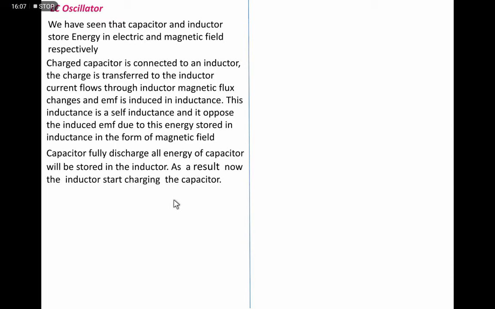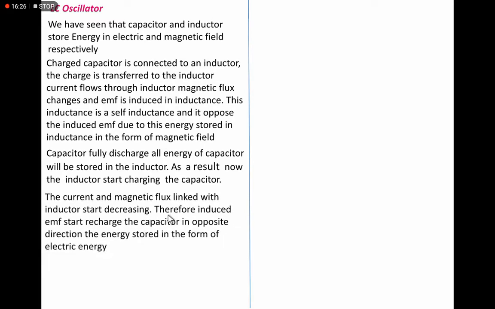Then the next is, definitely, when charge passes from capacitor to inductance, the capacitor is fully discharged, and the energy of capacitor, definitely it is the electrostatic energy, it decreases, and inductance is charged. The energy in inductance is the magnetic field. Flux is linked with the inductor.